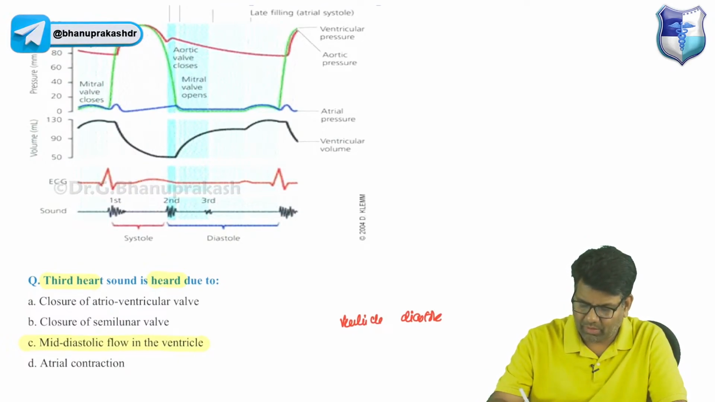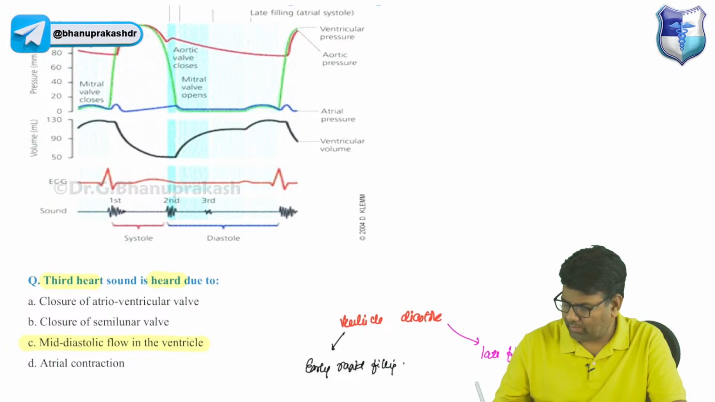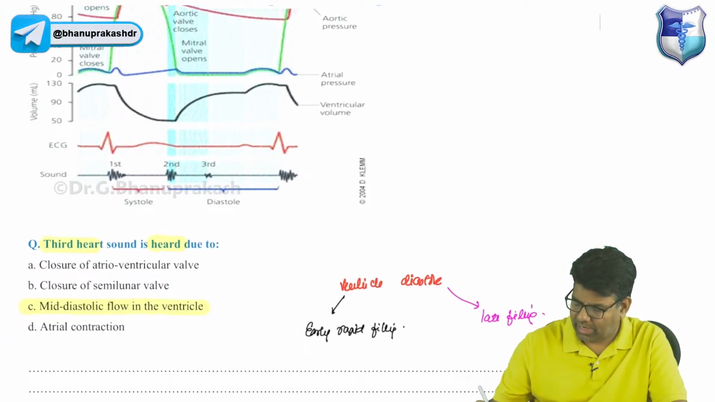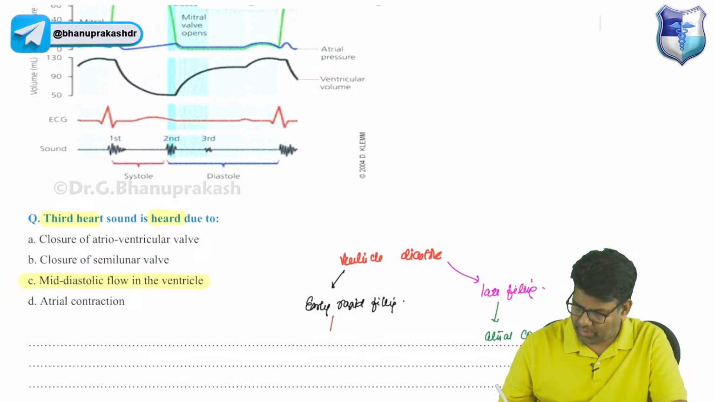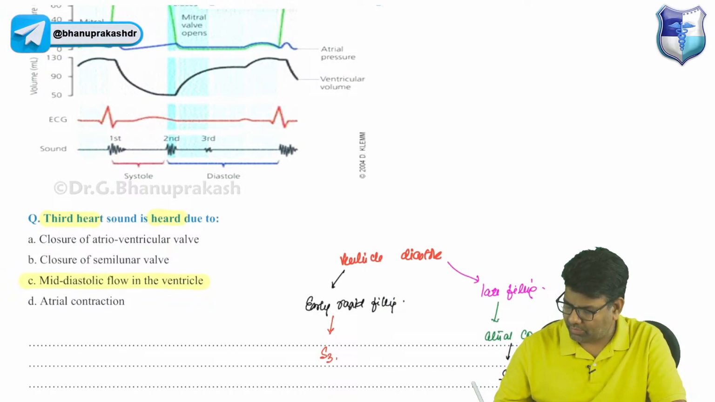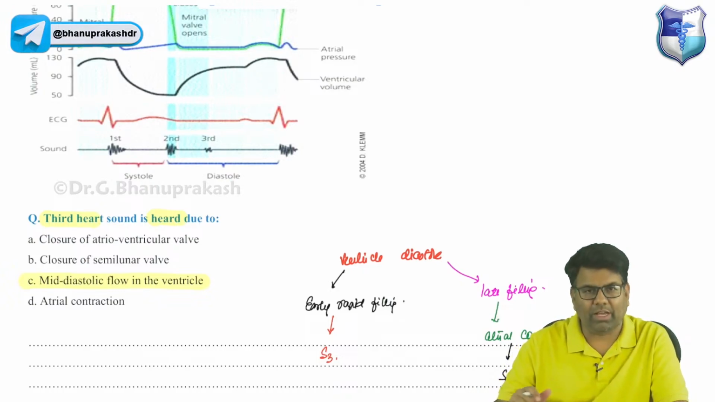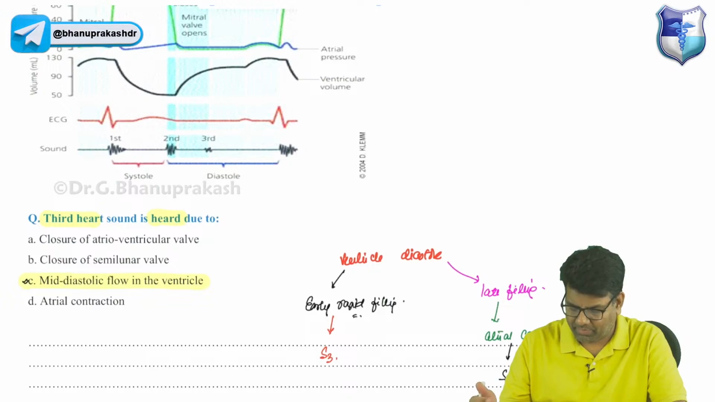One is the early phase, early rapid filling, and the second is the late filling phase. Now this late filling phase is because of atrial contraction. So this early rapid filling phase will produce the third heart sound, and this atrial contraction will produce the fourth heart sound, right? So if someone asks you what is the cause of the third heart sound, then you will say that it is the early rapid filling phase of ventricular diastole.